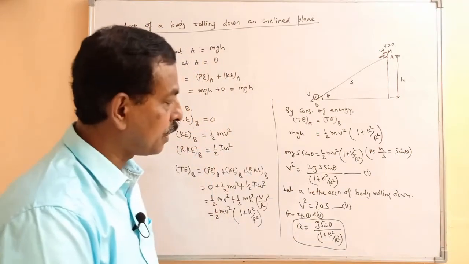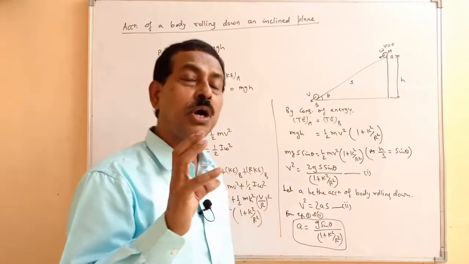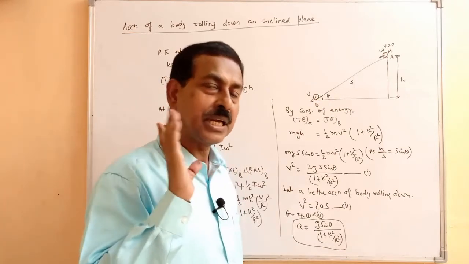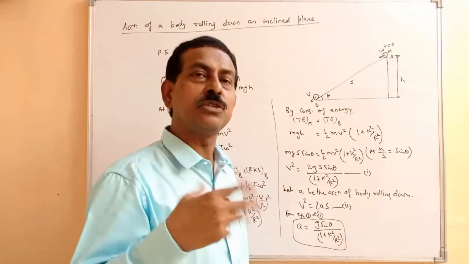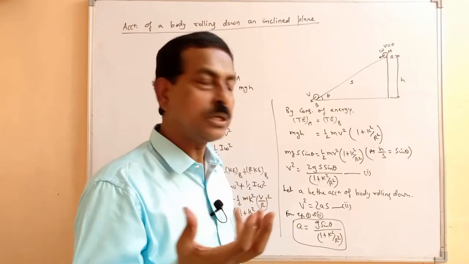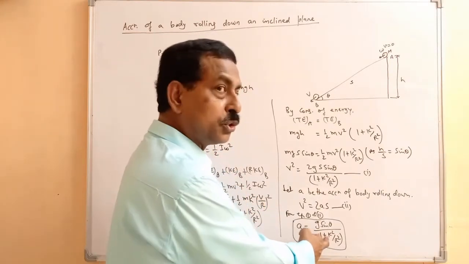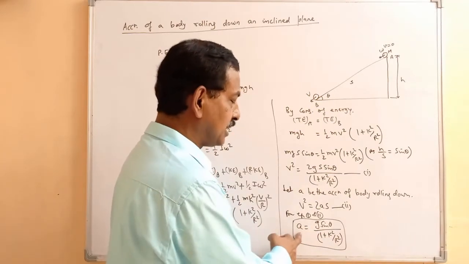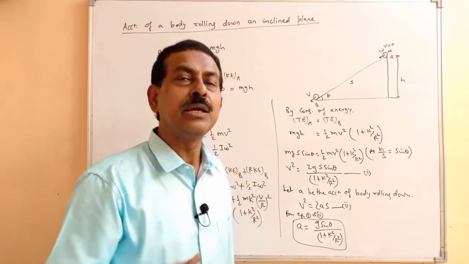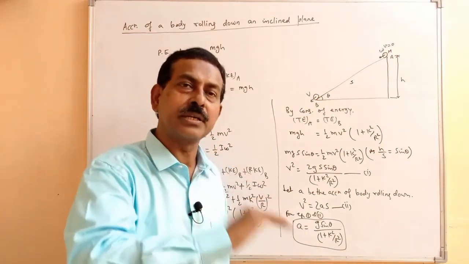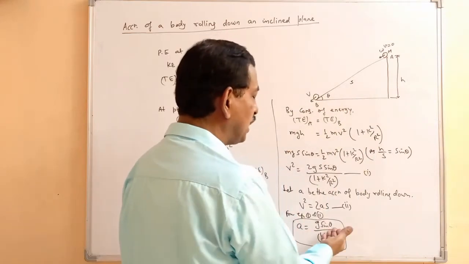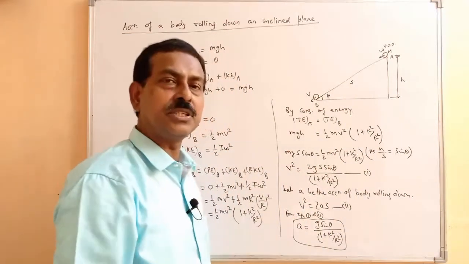Now you see here, if the body is not rolling, it means radius of gyration will not be there. Radius of gyration, when will it arise? When the body has rotational motion. So if k is 0, then what will be the acceleration? It is simply g sine theta. And that is what we get when a body is just sliding down an inclined plane. If it does not have any rotational motion, it will be simply A equals g sine theta.